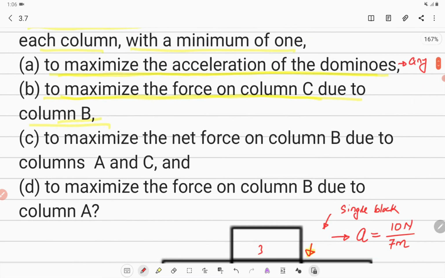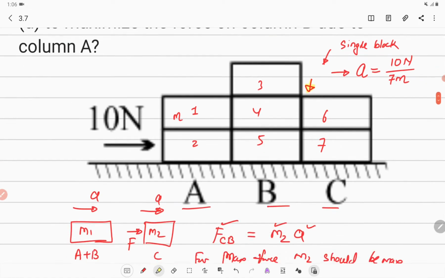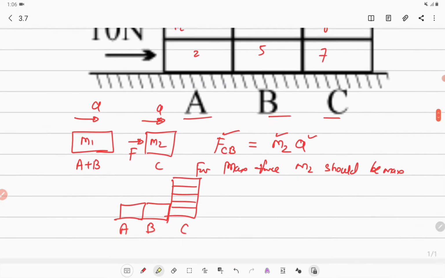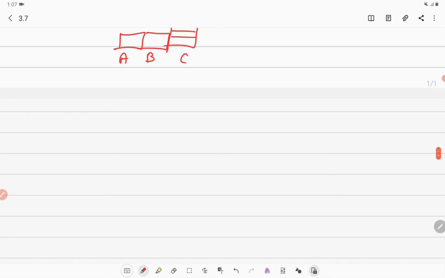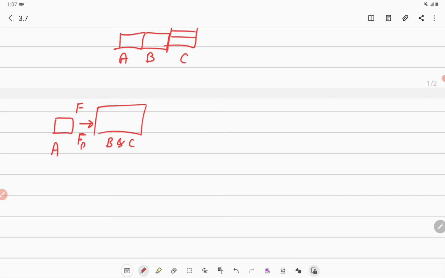Okay. Now let's proceed to the next question. In part C, to maximize the net force on the column B due to columns A and C, we need to maximize the force on the column B due to both the columns A and C. If A is left out and B and C are taken as a single block, then the force on column B due to A is accelerating B and C. Let's say the mass of B and C is M2 and the mass of A is M1.